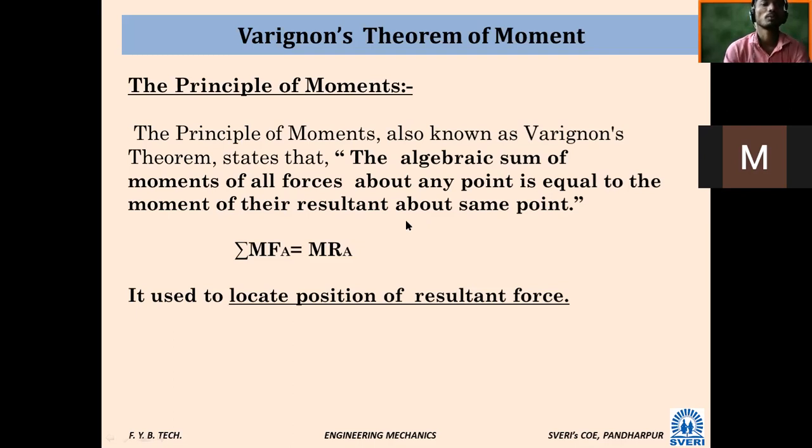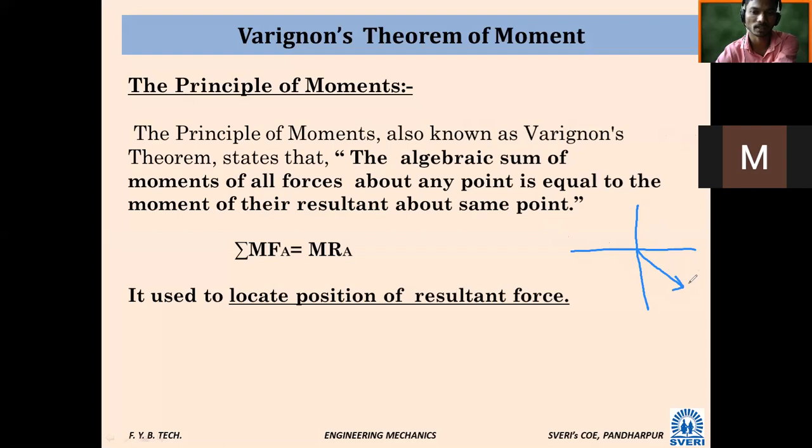So what is the use of Varignon theorem? Yesterday we have seen. What is the use? To find the location of the resultant. Whatever we have seen in the method of resolution, in the earlier method, what were we doing? We were only finding the resultant and its direction.